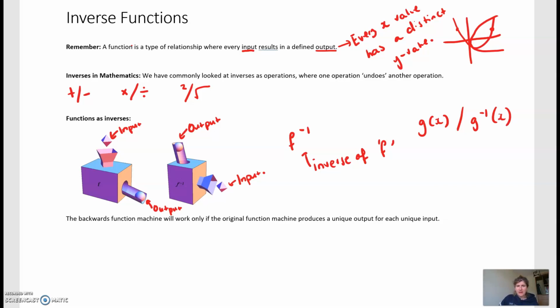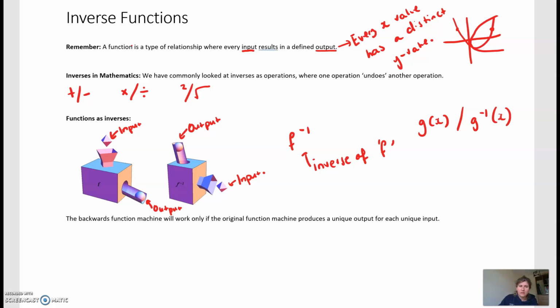Now, I said at the start that we need to work on this definition of a function a little bit. That's because previously we have been able to have functions that are quadratics. Quadratics are functions, where you have that defined, each x value having a distinct y value. But when it comes to an inverse function, we can't have that repetition of y values.